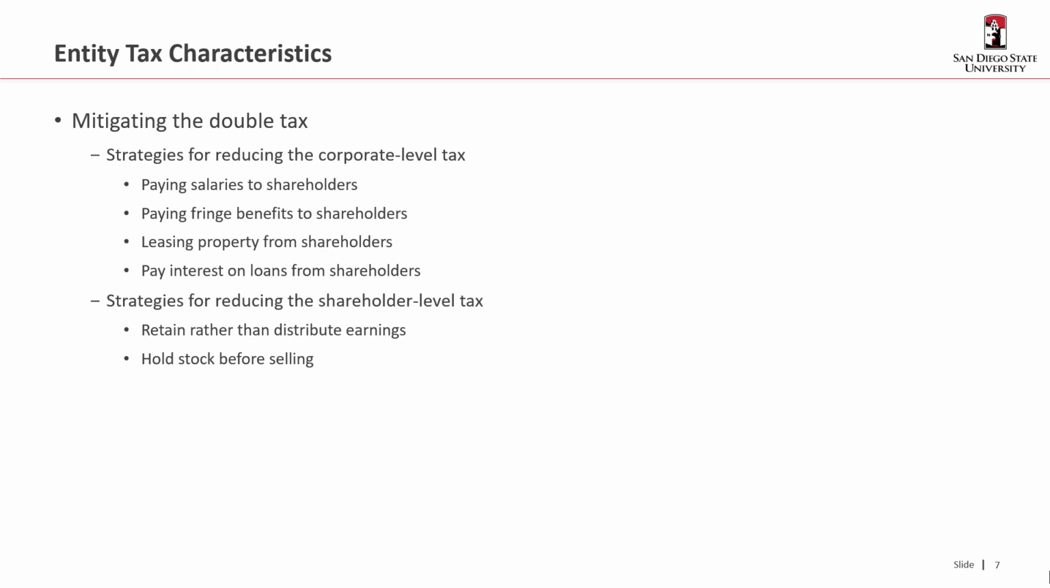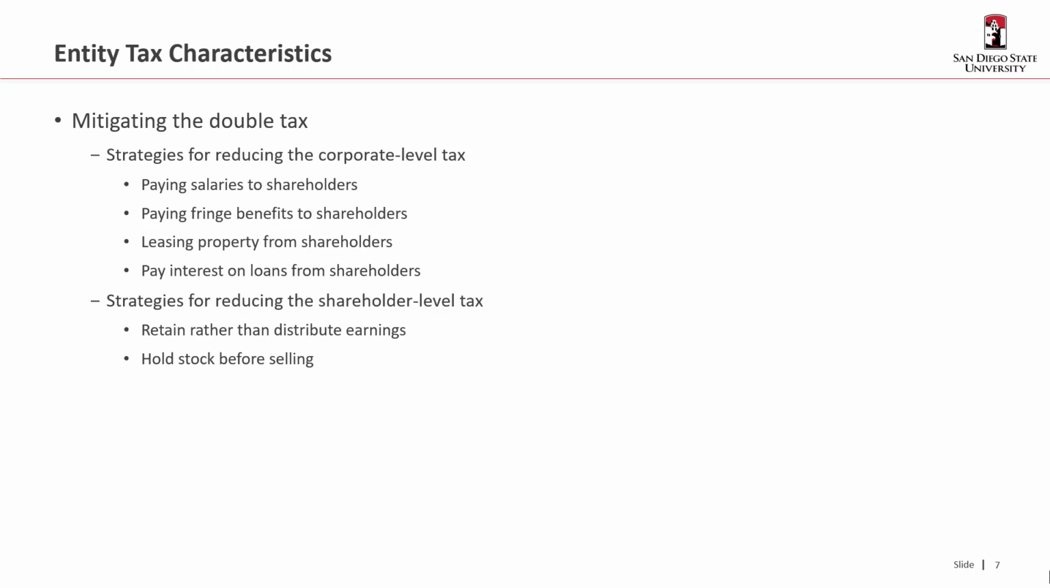Okay, so what are these strategies? We've already talked about some of these. You could pay salaries to the shareholders. You could pay fringe benefits to the shareholders. You can pay rent to the shareholders. Or you could have the shareholders loan the corporation money and have interest paid out to the shareholders on the loan. So strategies for reducing the shareholder level tax is to retain those earnings rather than distribute them.